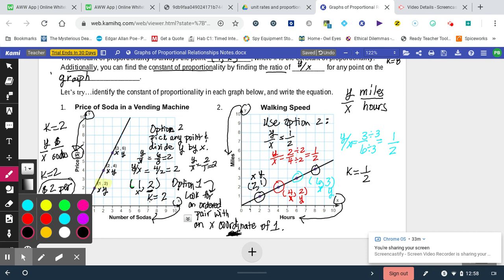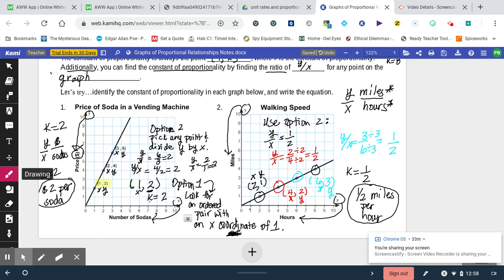Now 1/2 what? Well, keep in mind, you're talking about miles and then you're talking about hours. So it's going to be 1/2 miles per hour. So somebody's walking speed is a 1/2 mile per hour. They can go a 1/2 mile every hour. Pretty slow. All right, but that's the idea of graphs and finding constant proportionalities from the graphs.